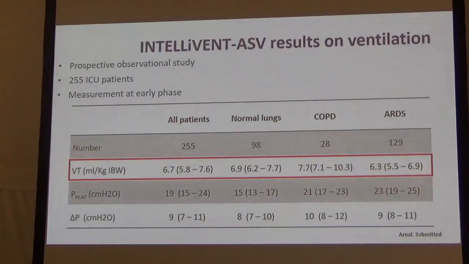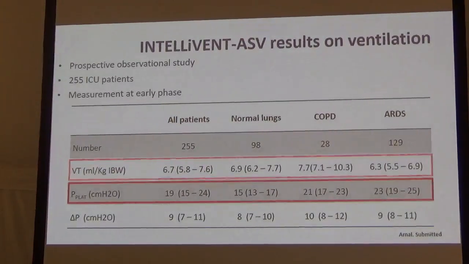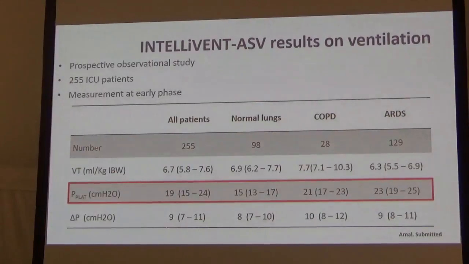And as you can see, regarding the tidal volume, it's between 6 and 8 for normal lung patients, a little bit higher for COPD, and between 5 and 7 mL per kilogram of predicted body weight for ARDS patients. For the plateau pressure, it's below 20 for normal lung patients and below 30 for COPD and ARDS patients.